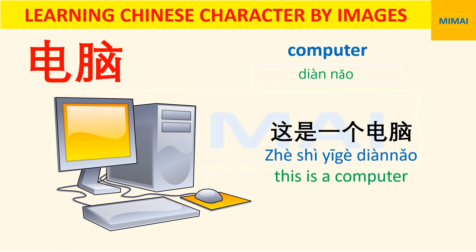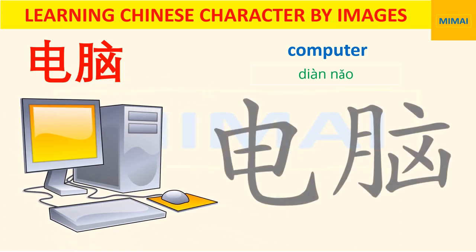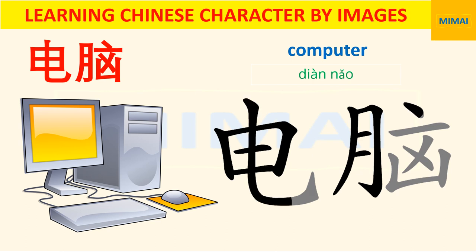Here is an example for this word. This is the computer. 这是一个电脑。To remember this word, listen and write after that. Computer. 电脑.